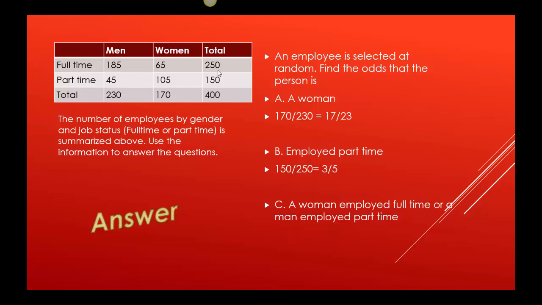Then I said a woman employed full-time or a man employed part-time. So here's a woman employed full-time, there's 65, and then a man employed part-time was 45. So I want to add these two together. 45 and 65 should give me 110. And then compared to everybody that's left, which was 185 and 105, is 290. So 110 over 290 gives me 11 over 29.